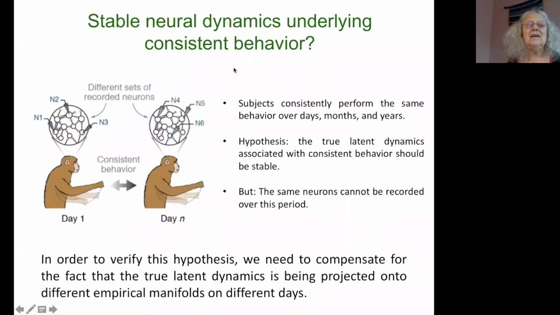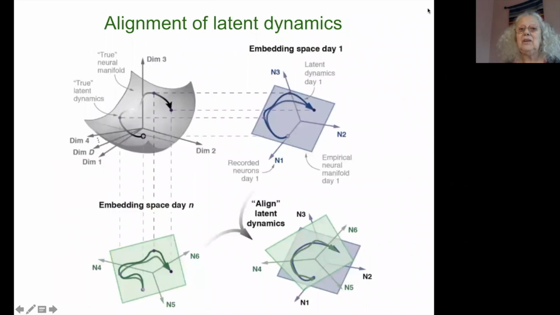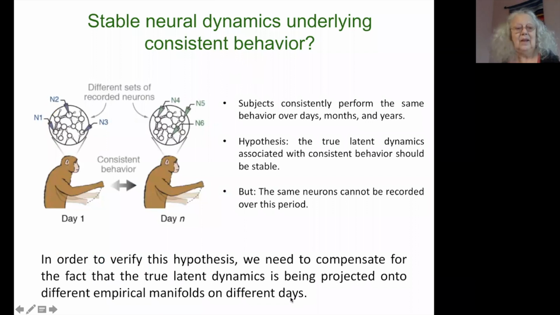So we made a hypothesis. We said, well, we think that this stable behavior is a reflection of a very stable population activity at the neural level. And we would like to test that idea.